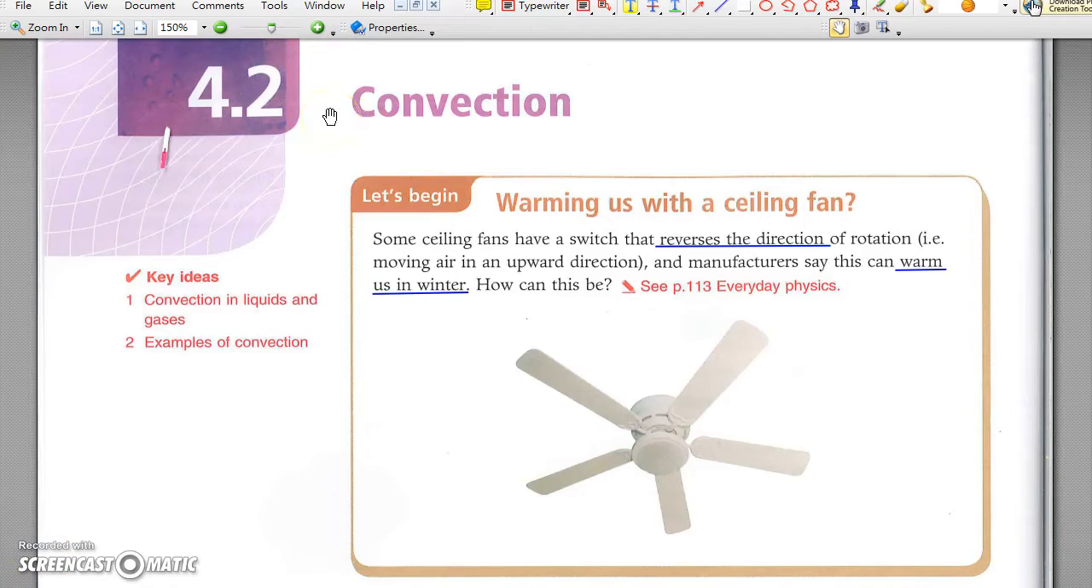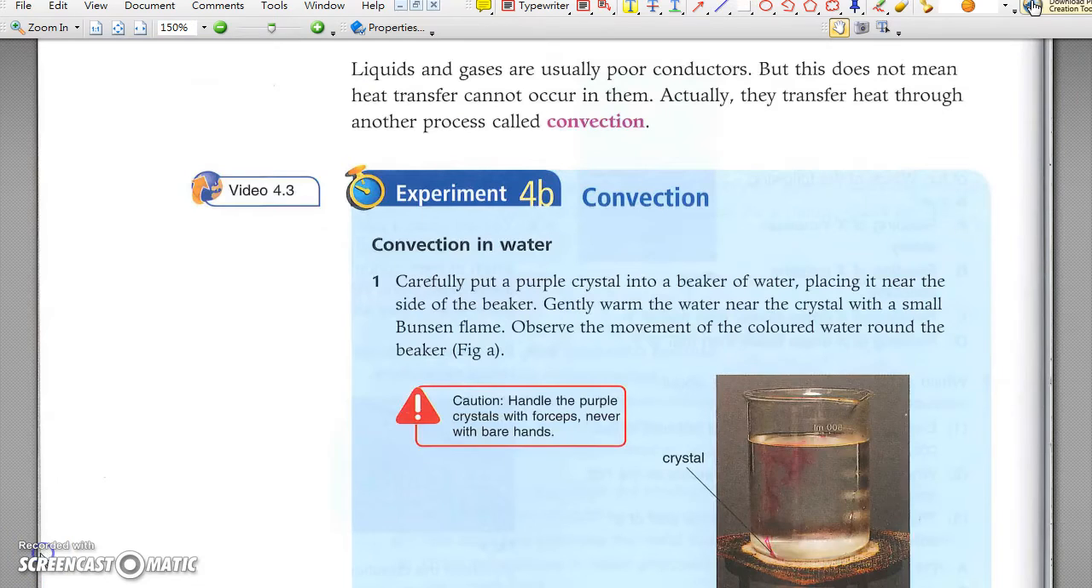4.2 Convection. The manufacturer says this ceiling fan, when rotating in reverse direction, can warm us in winter. What do you think? We learned from the last chapters that liquids and gases are usually poor heat conductors, but heat can still transfer inside liquids and gases, and in most cases even faster than heat conduction by metals. This is done by convection.